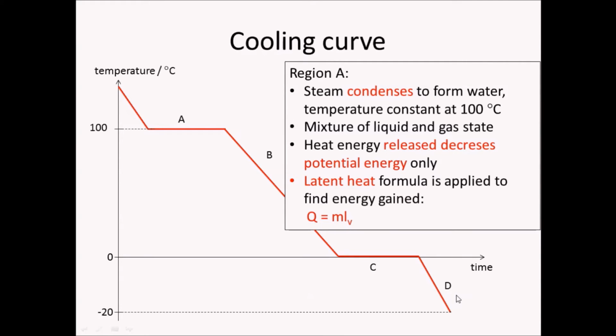Region A, steam condenses to form water at a constant temperature of 100 degrees. So it's a mixture of liquid and gas state. And heat energy, be careful here, is released, not absorbed. When you're heating, energy is absorbed. When you're cooling, energy is released. It has to be the opposite direction. Heat energy is released and it decreases potential energy, because this is the potential component. Potential energy decreases, not kinetic energy. Now the latent heat formula applies.